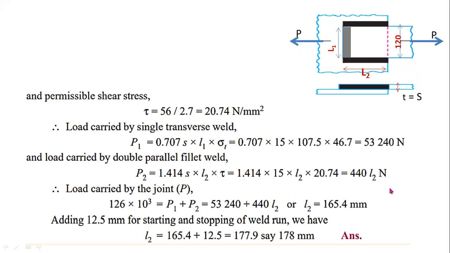Okay, from these two values, you have to determine the value of L2, that is the length of the parallel fillet weld. P equal to P1 plus P2. Here the value P equal to 126,000. P1 equal to 53,240. P2 equal to 440 L2. From this equation, L2 equal to 165.4 mm. But you have to add 12.5 mm for starting and stopping of the weld run. Okay, the final length of the parallel fillet weld L2 equal to 178 mm.